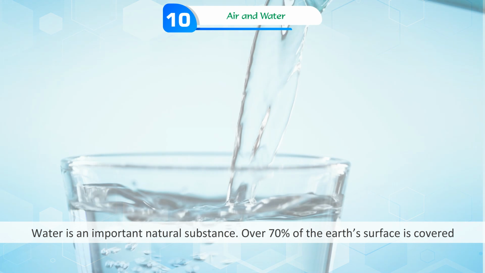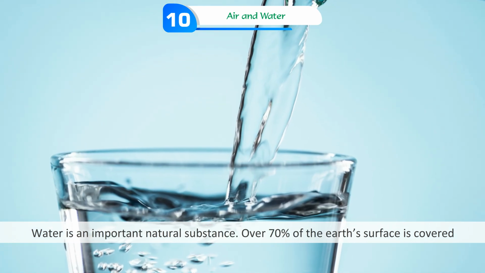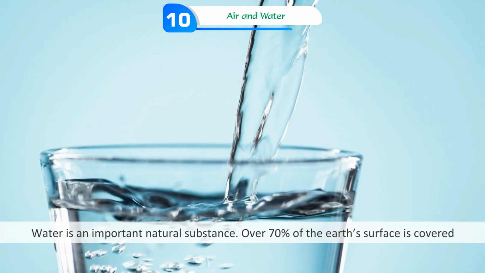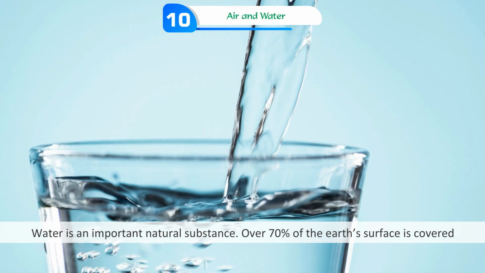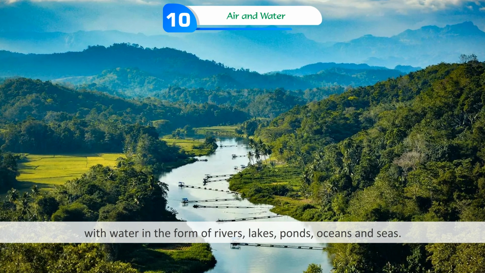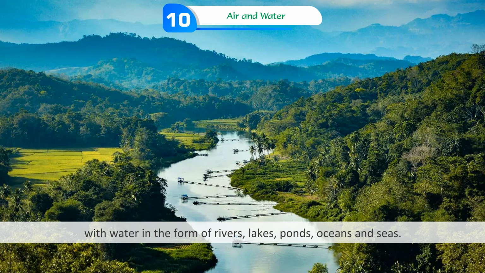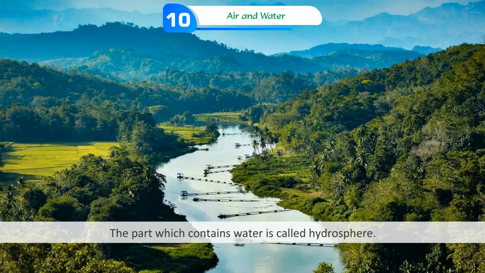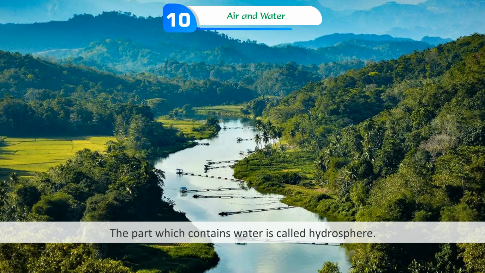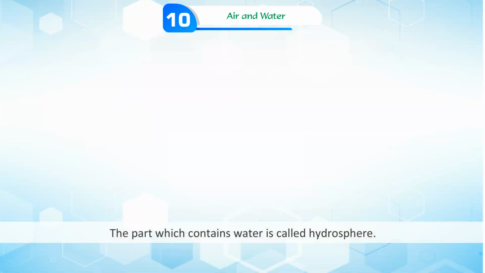Water. Water is an important natural substance. Over 70% of the earth's surface is covered with water in the form of rivers, lakes, ponds, oceans, and seas. The part which contains water is called hydrosphere.